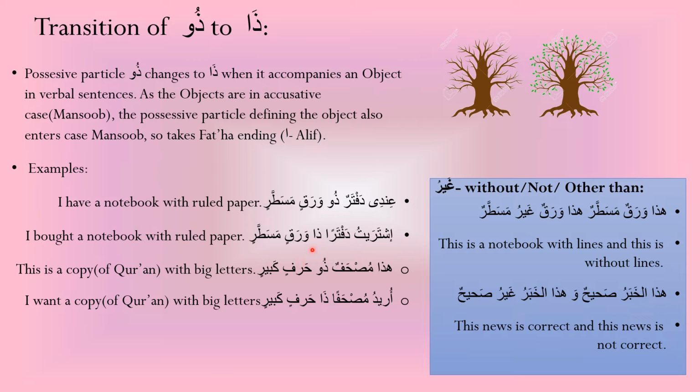The opposite for this possessive particle is ghairu. It comes with the meaning without, not and other than. We have some examples. Hada warakun musattarun. Hada warakun ghairu musattarun. This is a notebook with lines and this is without lines. Hada al-khabaru sahihun wa hada al-khabaru ghairu sahihun. This news is correct and this news is not correct.